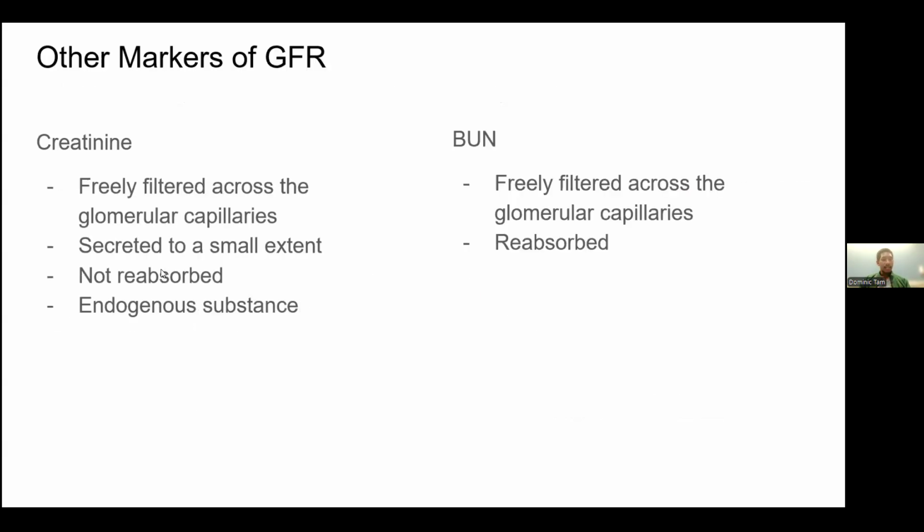What do we use creatinine for? Creatinine is freely filtered across the glomerular capillaries. It is secreted to a very small extent lower down in the renal tubule, but it is not reabsorbed, and it's an endogenous substance. So therefore, it's a lot more practical to use creatinine, and that's something that we do regularly to measure GFR. Blood urea nitrogen is also another marker of GFR that is used, and we look at the ratios between the two to indicate if a patient has prerenal azotemia versus renal azotemia.